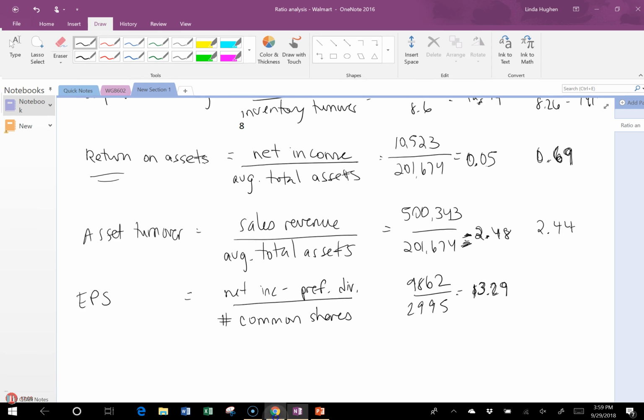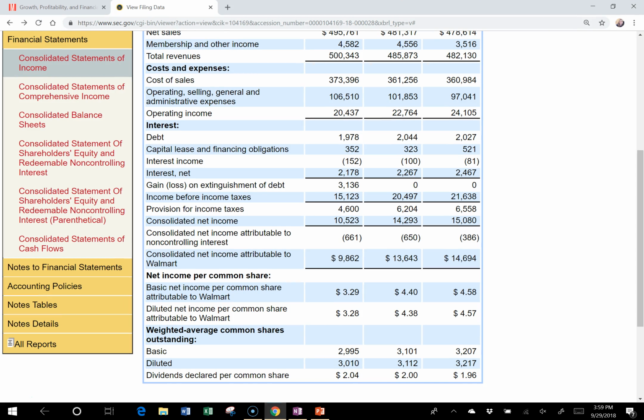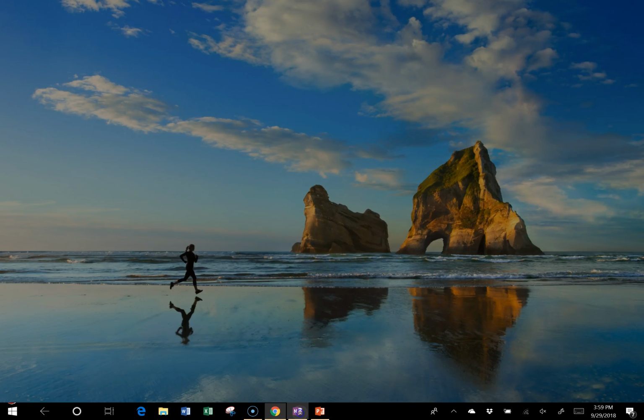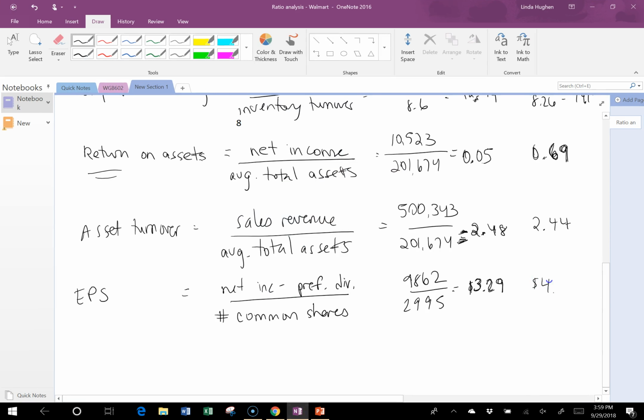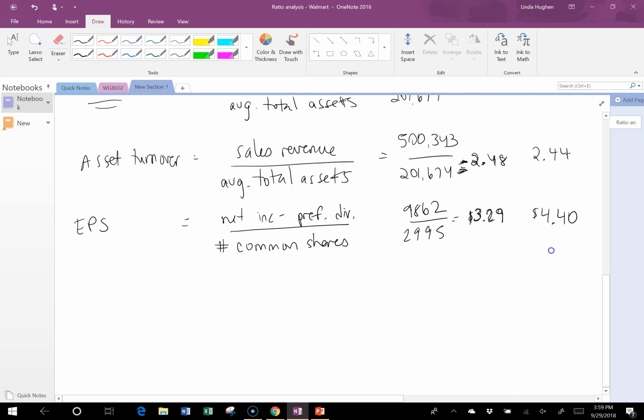And what were earnings per share last year? I don't even need to go to Morningstar. I can simply come to the basic net income per share. Last year was $4.40. So did we see an improvement or a decline in earnings per share? We saw quite a significant decline from the prior year to the current year. Next, we have the gross profit rate.